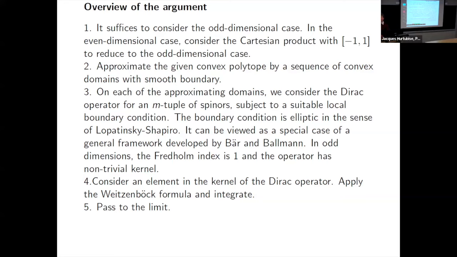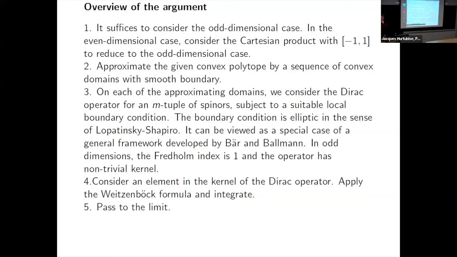And so then from that point on, you can mimic the classical Dirac operator results in the theory of positive scalar curvature. So what you do is you consider an element in the kernel, and then you plug that into a Weitzenböck formula and you integrate. And then in the very end, because you can do that on any of the approximating domains, the idea is to pass to the limit.